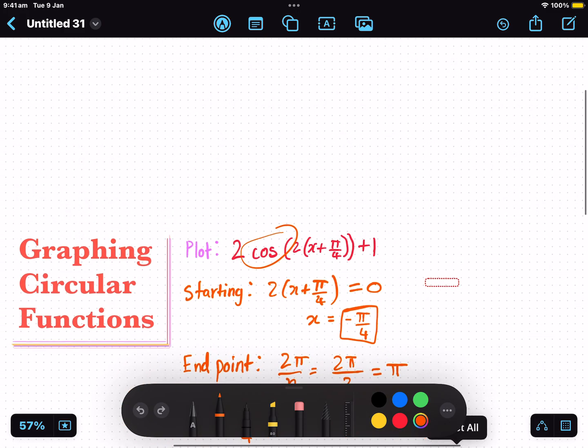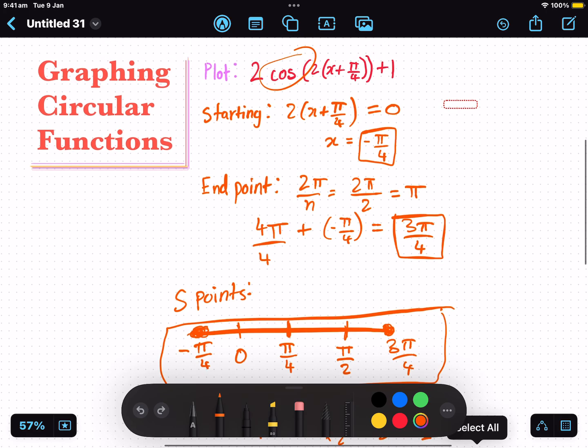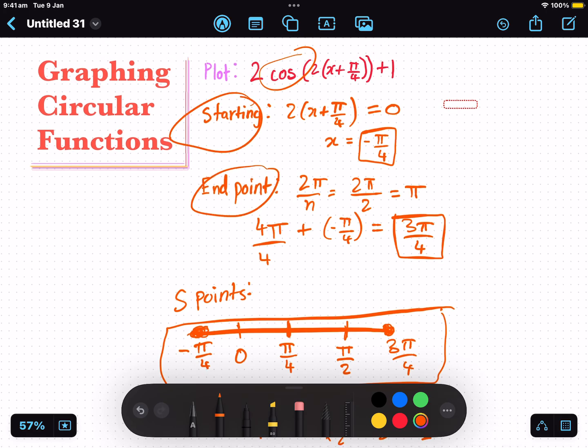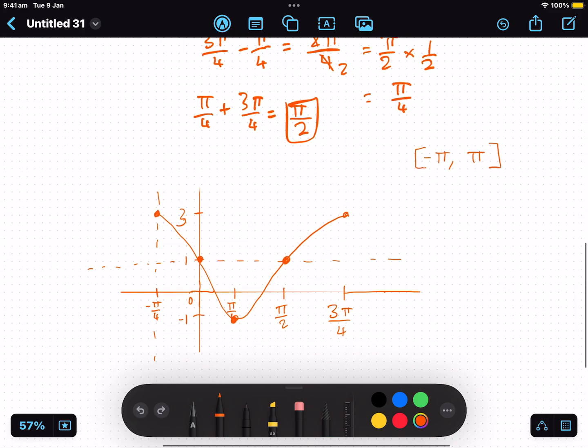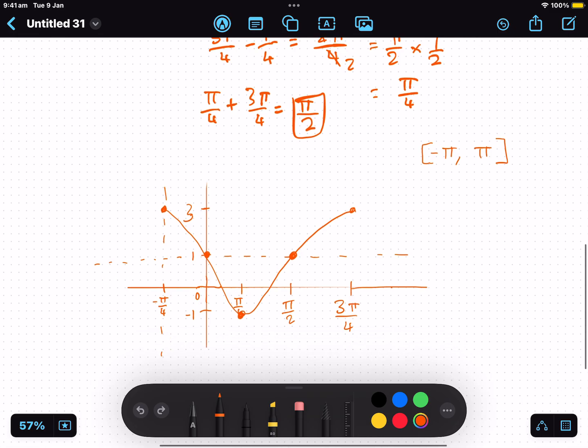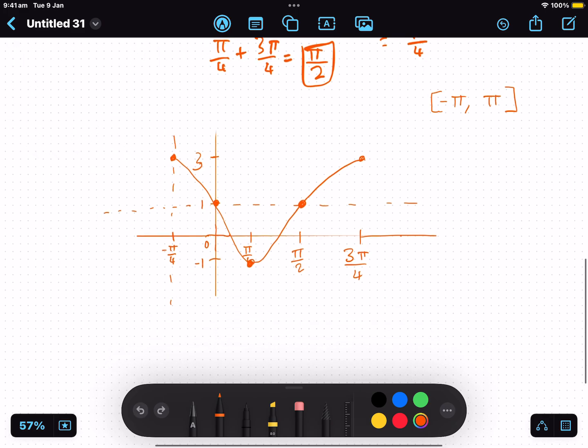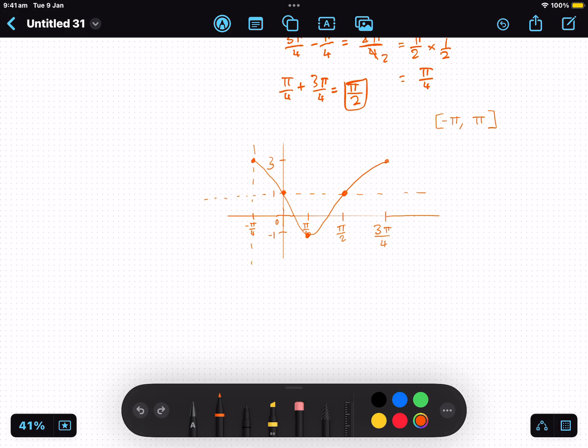So you've got 3 main points. You've got your starting, your end point, your 5 points, and then you've got your actual graph. You also have your center line. You have to be careful of that, and your amplitude going up and down. But so far we've plotted a really good graph. This is a cos graph.